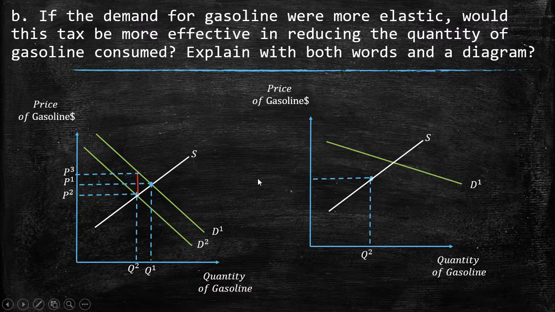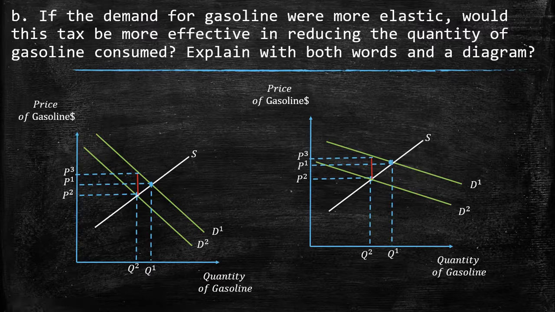So in this case, the demand is going to shift down to D2, and P2 is going to be the money that the sellers are going to receive, but the quantity is going to be reduced from Q1 to Q2, and the price charged to the consumers is going to be P3, with the difference between P3 and P2. And you see here that the distance is lower than the distance from P1 to P2.